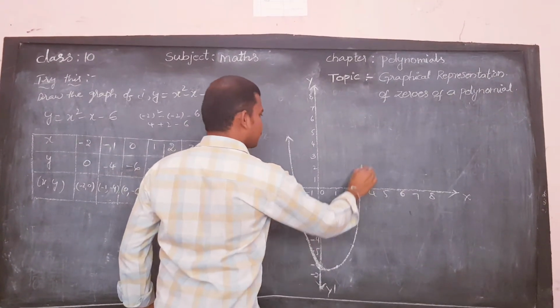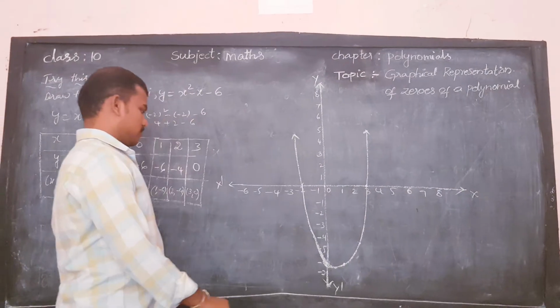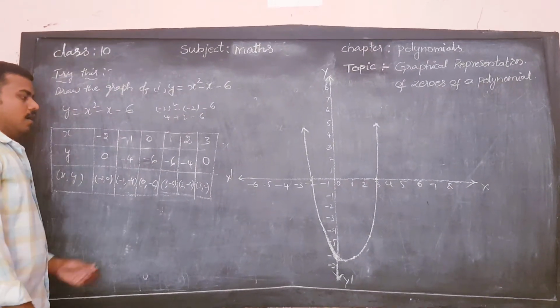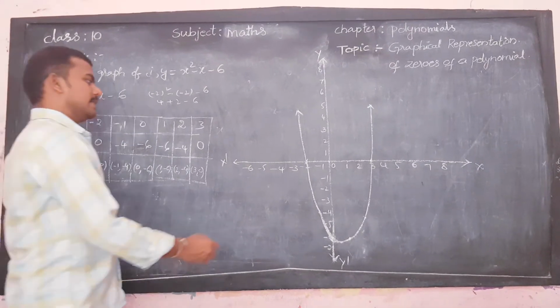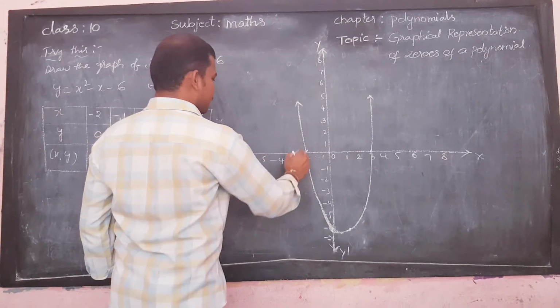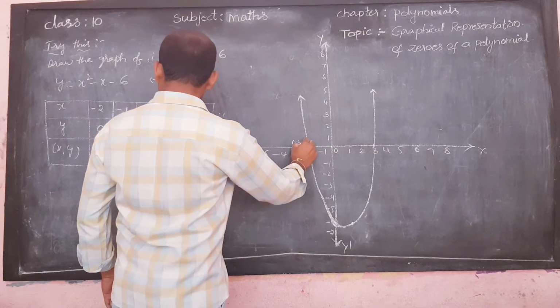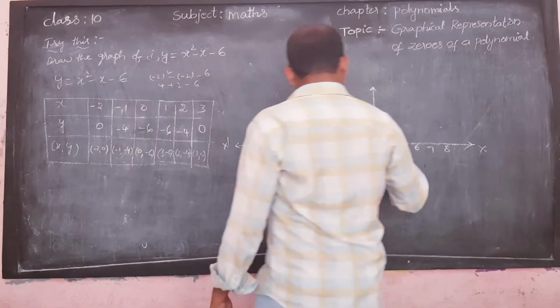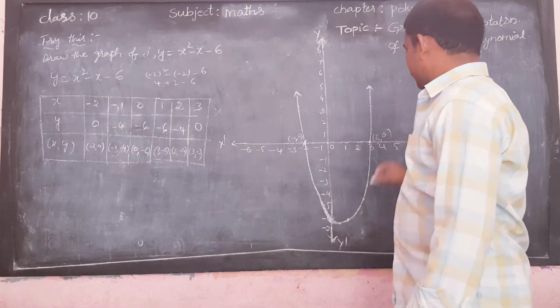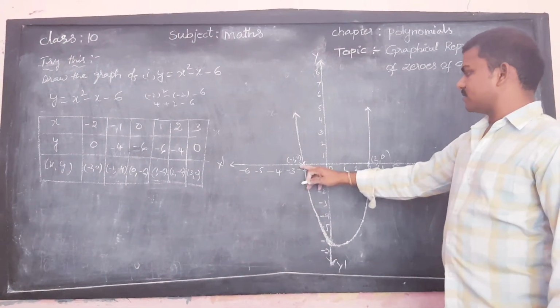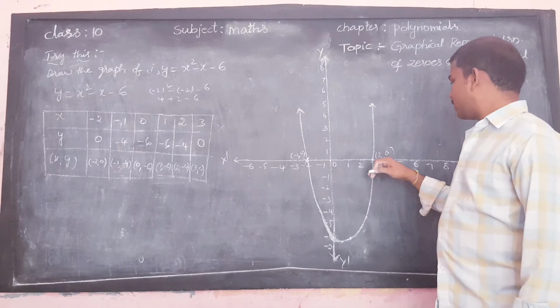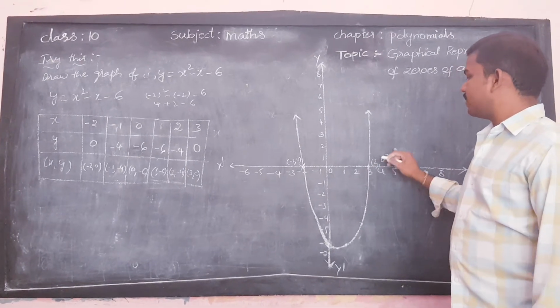So we get the upward parabola. It intersects the x-axis at minus 2 comma 0 and 3 comma 0.